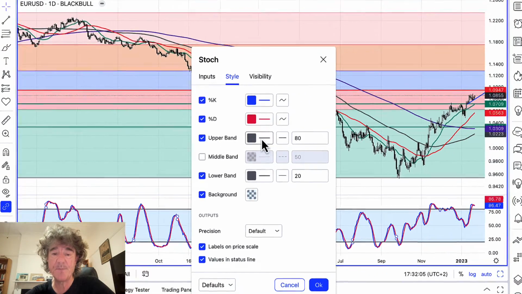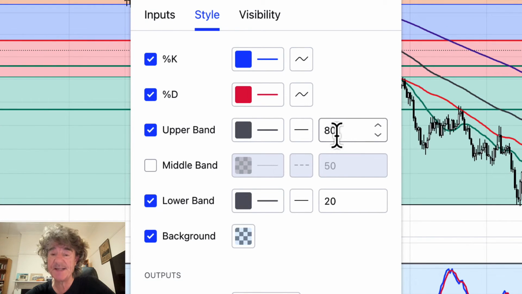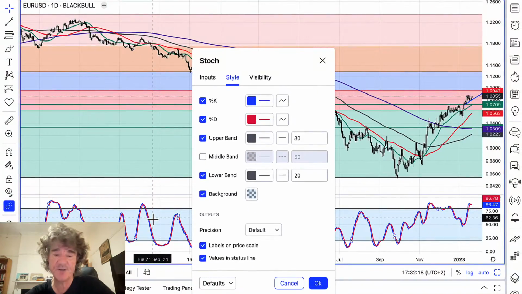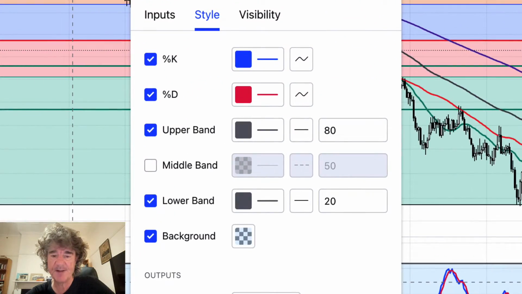And then I've set the upper band. The standard number is 80, indicating overbought. We'll get into the details of it shortly. And then the lower band is 20, indicating an oversold level. The background you can either have or not. It's nice to have a background just visually. So I've just made that a pale blue.